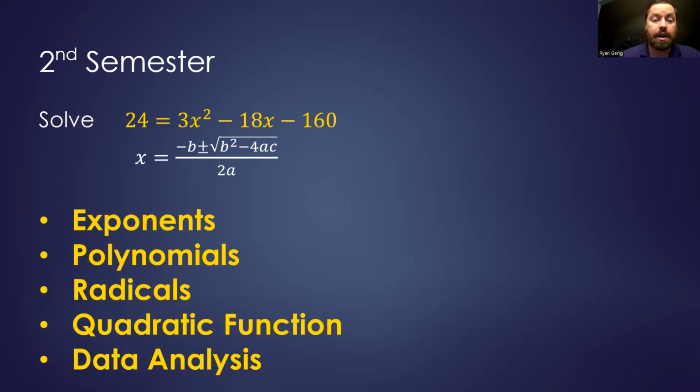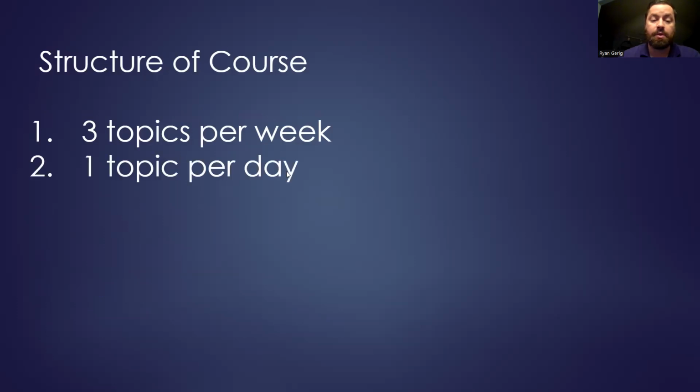As for now, we're going to take a look at the structure of the course. Each week, you're going to look at roughly 3 topics per week. There are a couple of weeks where you're going to have 2. There might even be a couple where you have 4. But the goal is to do 1 topic per day. You're going to spend about 45 minutes to an hour on each topic. So don't try to do it all in one day. Try to do 1 topic per day.